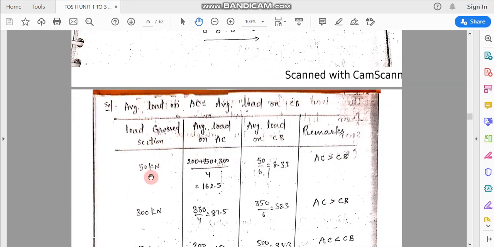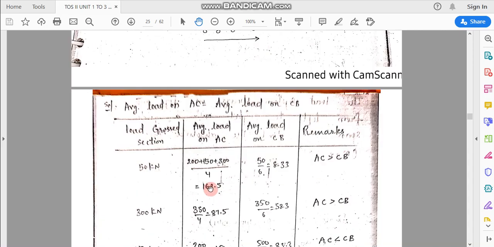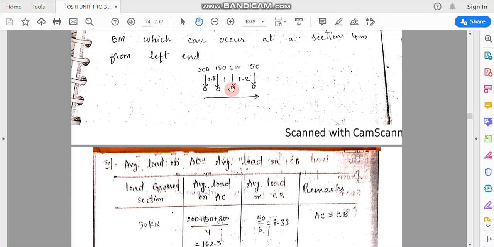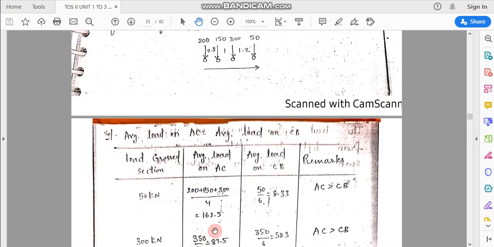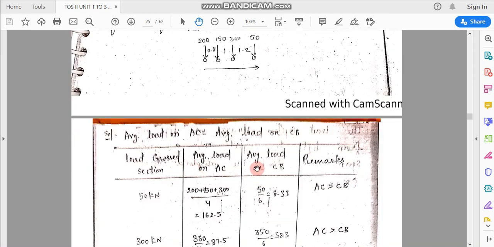So load cross this section is nothing but the very first load which will be crossing the section, which will be 50 kilonewton. So 50. Average load on AC, that is on the left side, will be having how many loads? 200, 150, 300 divided by 4. What is this 4 actually? 4 is the span of AC. Similarly, average load on BC will be, what are the loads on the next section? We have only one load, that is 50 by 6. What is this 6? Remaining part of the span of BC. So what is the value you got? We got the value 162.5 here and 8.33. So we can say that AC is greater than CB.